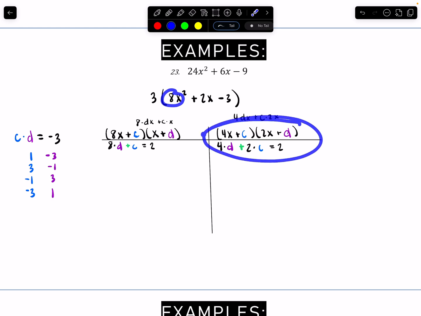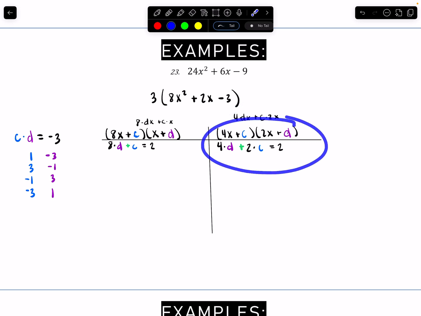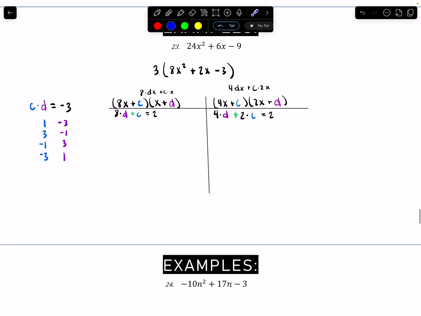Now, usually when these numbers are a little bit smaller and this number is really big, you're going to want to look at these guys right here first, because it's more likely that this factors into these smaller guys than these bigger guys. So I'm going to actually start over here and see. Okay, so let's see. 4 times -3 plus 2 times 1. That gives us a -12 plus 2. That gives us a -10. That's not what we want.